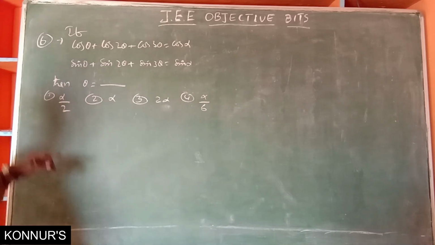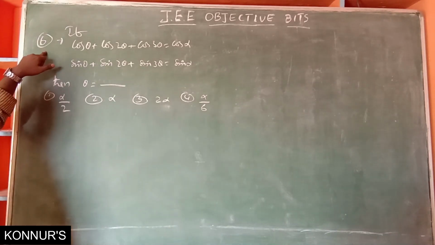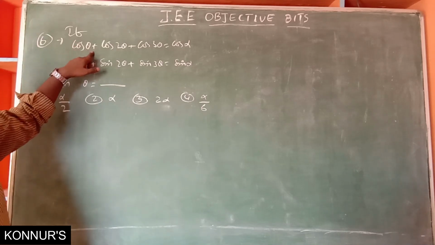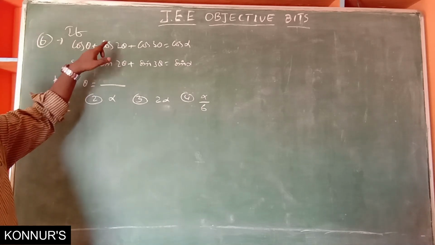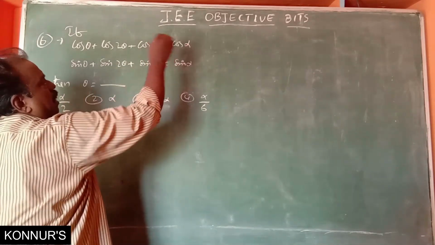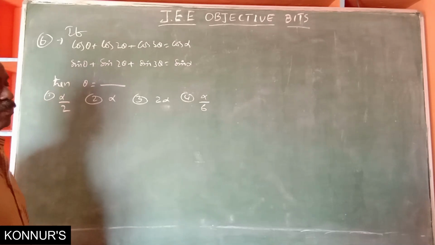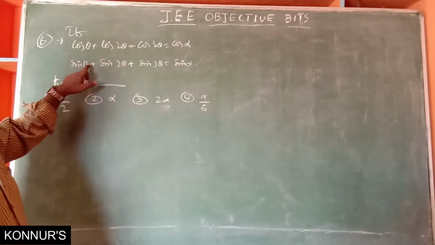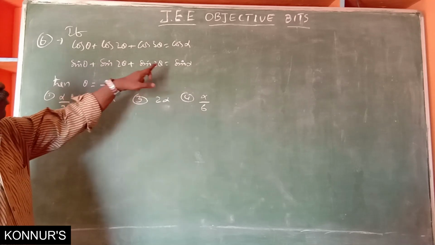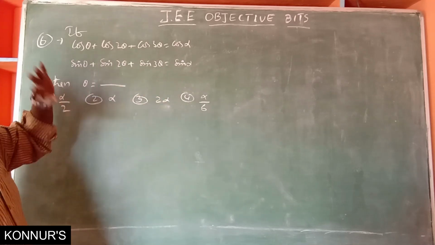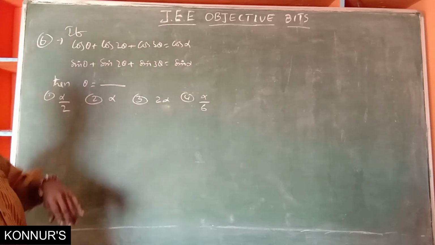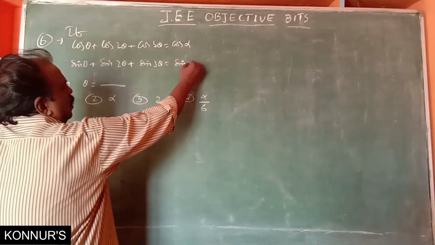Observe me. This is the sixth problem. Where given, cos theta plus cos 2 theta plus cos 3 theta is equal to cos alpha, and sin theta plus sin 2 theta plus sin 3 theta is equal to sin alpha. The theta is to be given in terms of alpha. Okay, now observe.